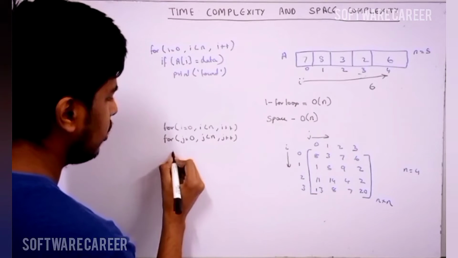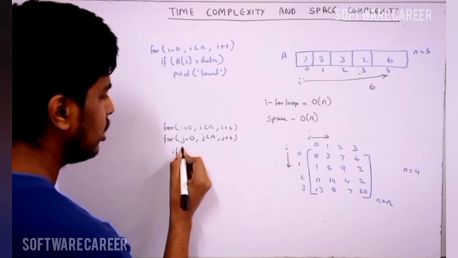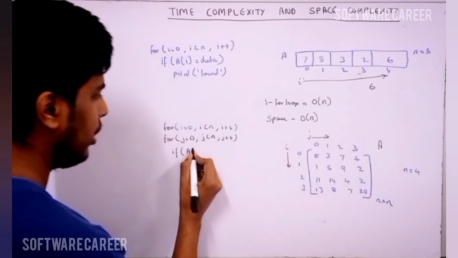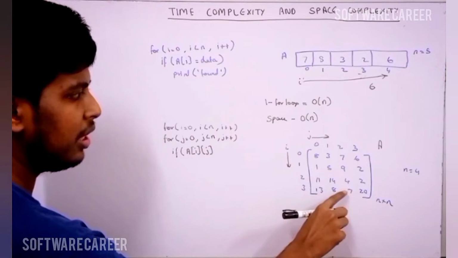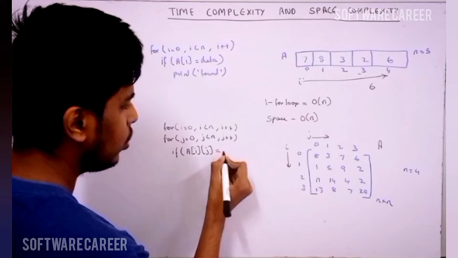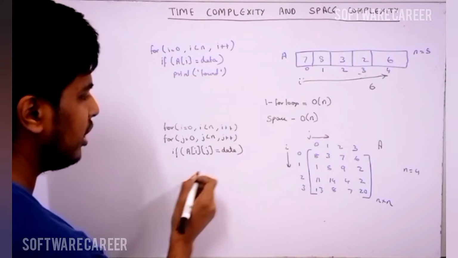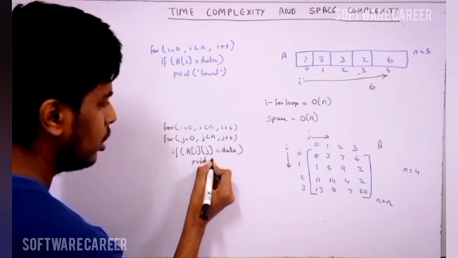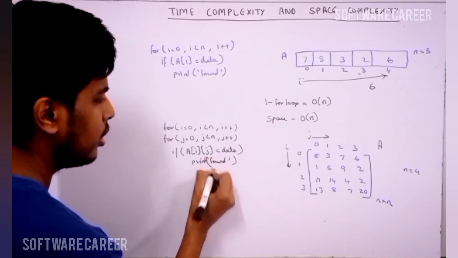Now I am writing the condition for searching an element in the array. Suppose I am searching for 20. Suppose this matrix name is A. So I am writing if A[i][j]. The cell in the matrix is represented by A[i][j]. If A[i][j] equals the data to be found, suppose data is 20, and if I found the data, then I am writing print found. This is the code for finding an element in a matrix.